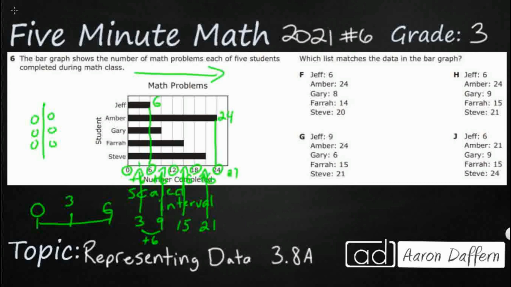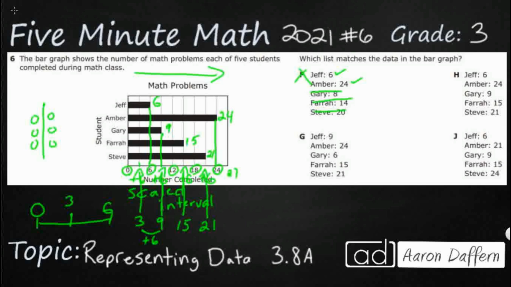Now we can put our numbers. So Gary is right here on this 9. Farah is right here on this 15. And then Steve is over here, 21. So let's take a look at our answer selections. Jeff is 6. Yes. Amber, 24. Gary, 8. Nope. They didn't get the plus 3.